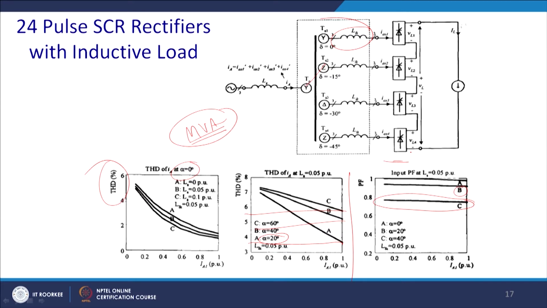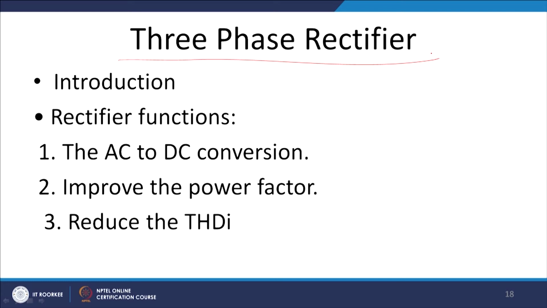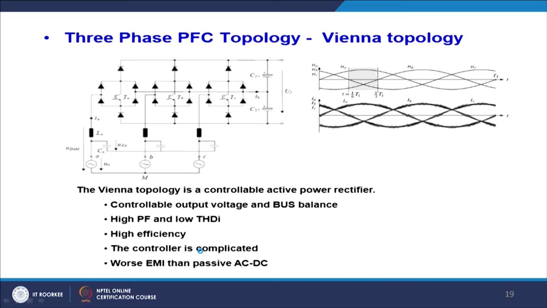But if you have, let us say, a power rating of around 100 kilowatt, then we shall go for the 3 phase rectifier, that is, the 3 phase PWM rectifier we will use. This is something we will discuss: AC to DC conversion, improved power factor, and reduction of the input current THD.